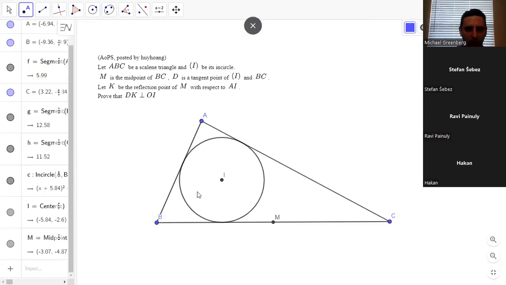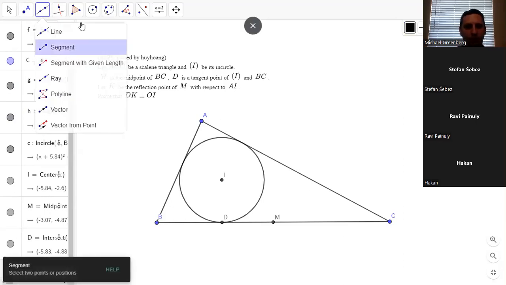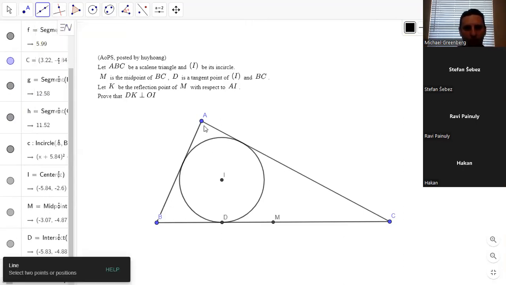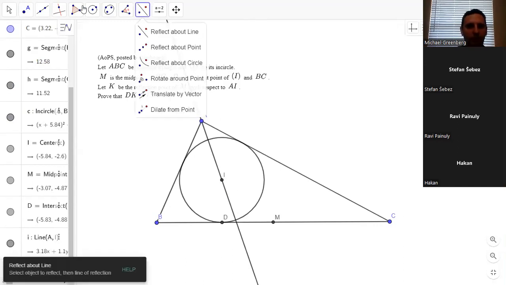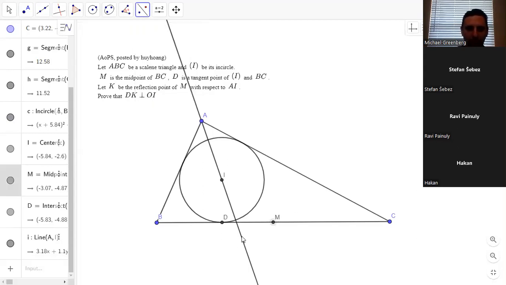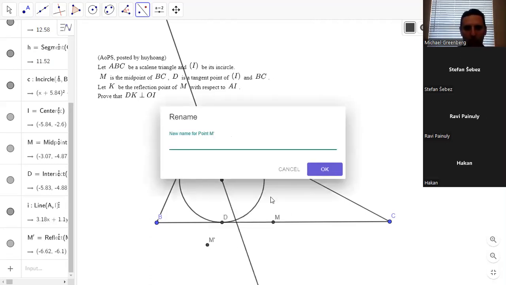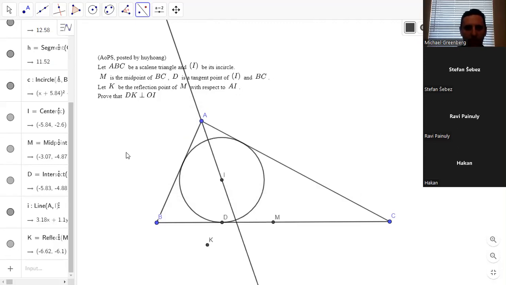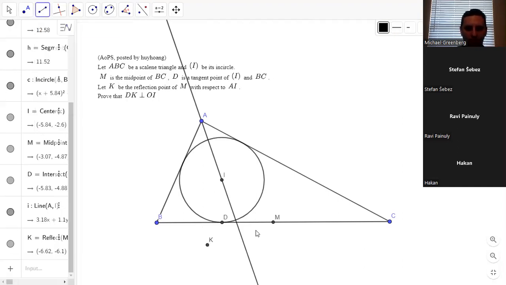This is D. So then we reflect M over AI. Oh, did I do this on my channel before? I mean, it looks like it might use the IM lemma. So we reflect M over AI, and that's K. And we want to show DK is perpendicular to OI, and they didn't define O, but I'm guessing it has to just be the circumcenter of ABC. So, okay.